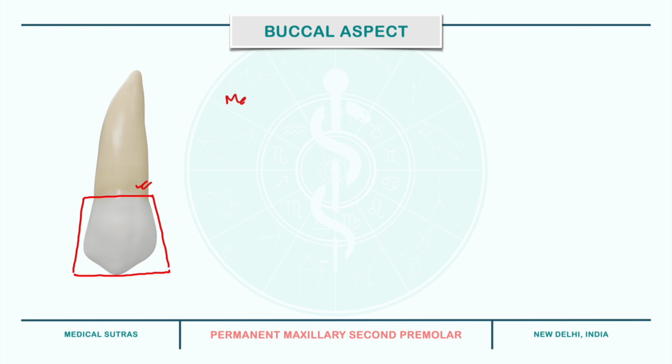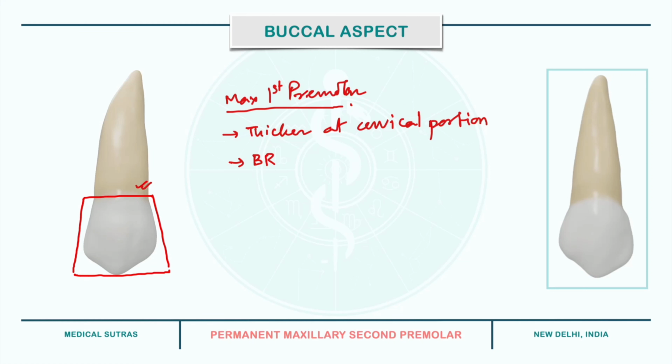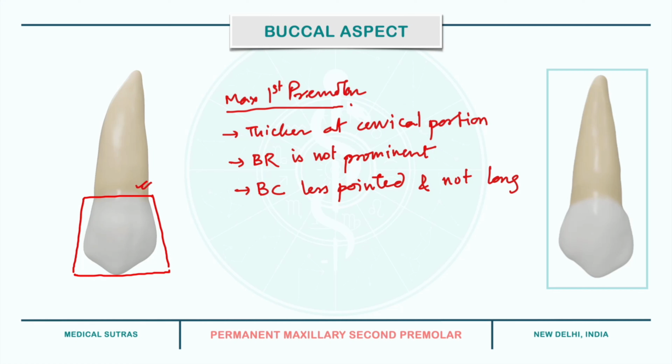Now when we compare with the maxillary first premolar, the tooth is thicker at the cervical portion. The buccal ridge is not as prominent as that of the first premolar, and the buccal cusp appears less pointed and is not as long as that of the maxillary first premolar. So in the second premolar, we have greater thickness at the cervical portion. The buccal ridge is not as prominent as that of the first premolar, and the buccal cusp is less pointed and not as long as that of the first premolar.